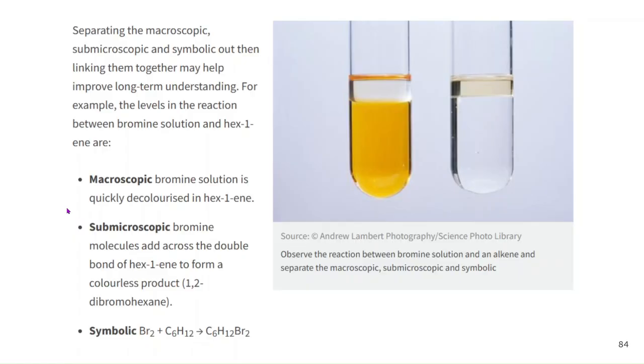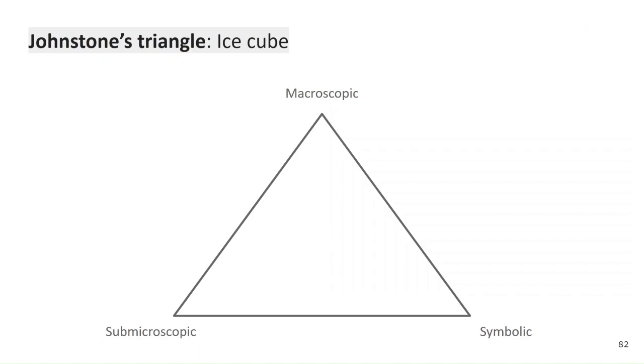So this is an example of the three different levels, right? So I'm going to go back to this, right? And I want you to think about an ice cube, and I want you to describe it on the macroscopic, the submicroscopic, and then give it a symbolic representation. So pause the video, take a second to do that.